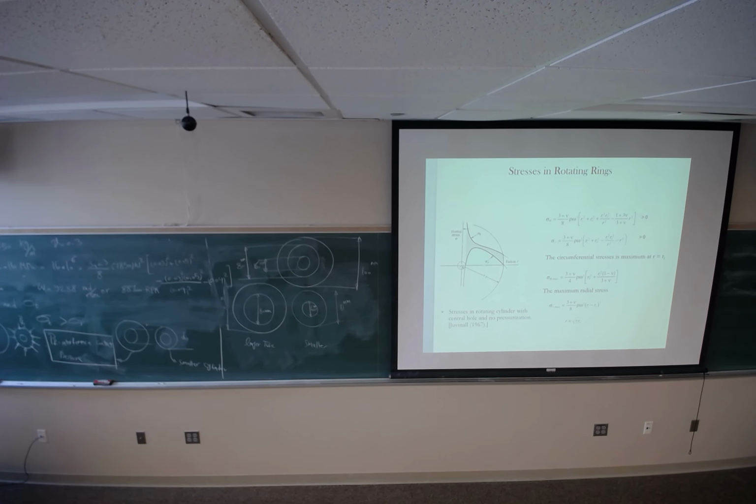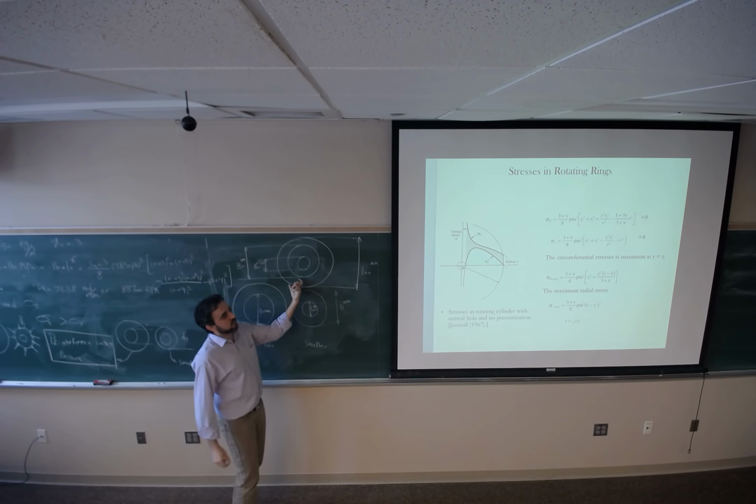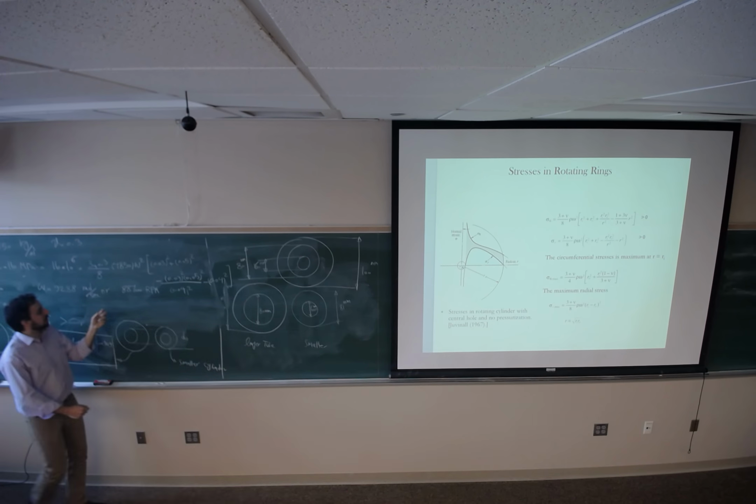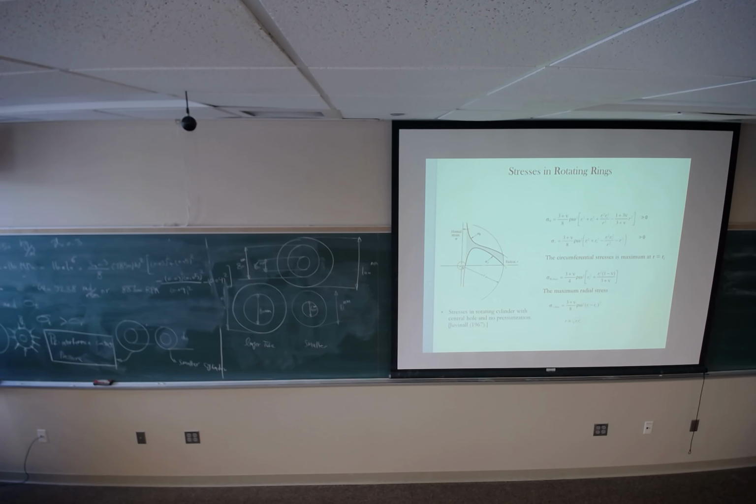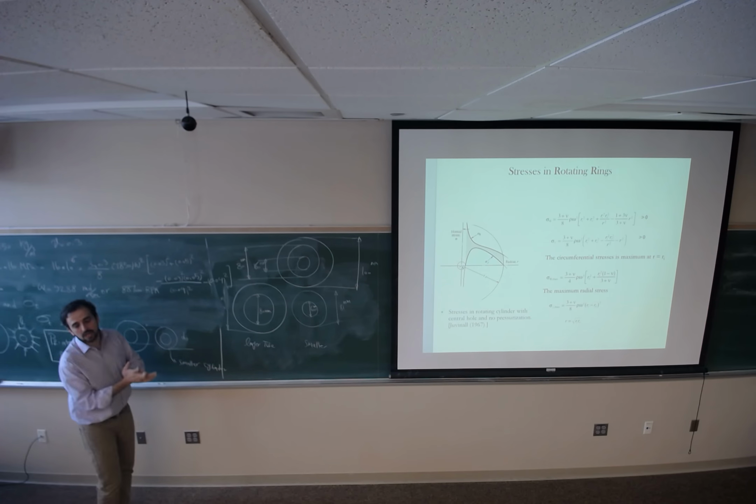So you have this connection until you reach this speed. If you reach that speed, since you are going to have zero radial stress, you don't have any friction, and you are going to lose the joint.